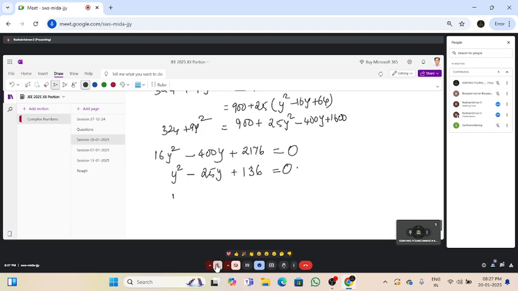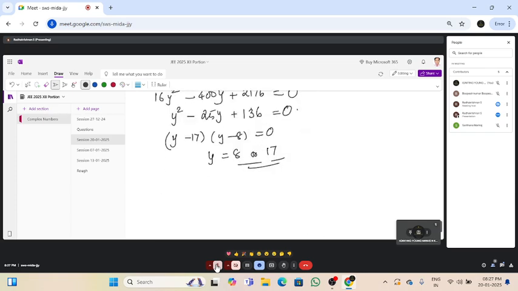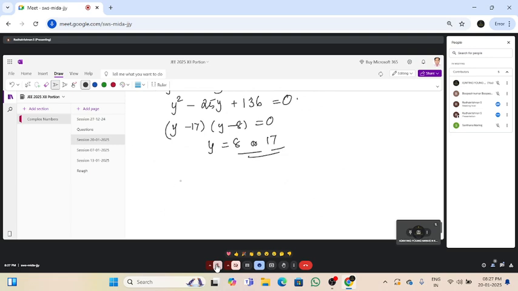Y square minus 25y plus 136 equal to 0. This is 25. 136 is 17 into 8, right? So y equal to 8 or 17. So we got x equal to 6, right? X equal to 6, y equal to 8 or 17. So the number is either 6 plus 8i or 6 plus 17i.